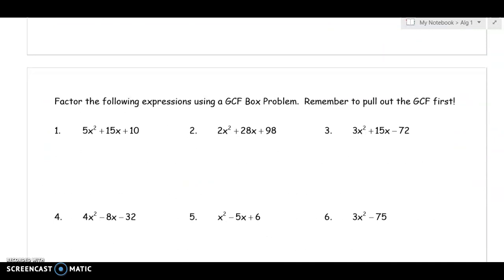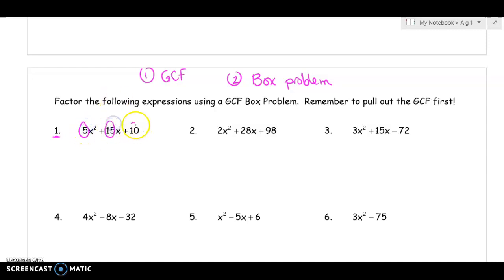Okay, so for all of these problems, it says factor it out using a GCF box problem. Remember to pull out the GCF first. So the first thing you're going to do is a GCF, and then the second thing you're going to do is a box problem, where it has to multiply to be this and add to be that. So for number 1, they don't all have an x in common, so x will not be part of our GCF.